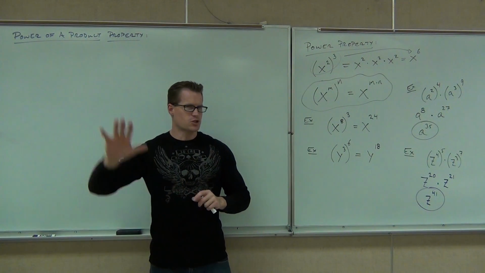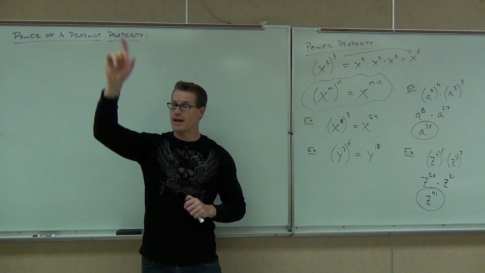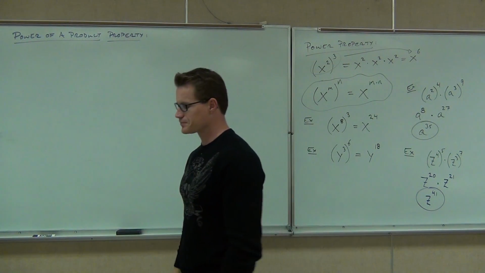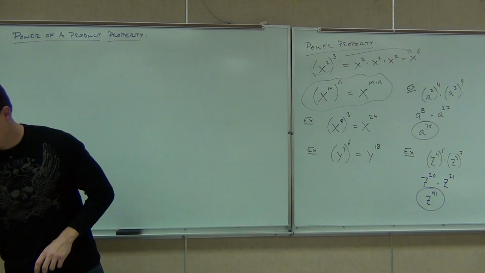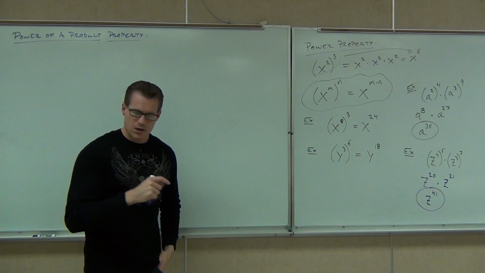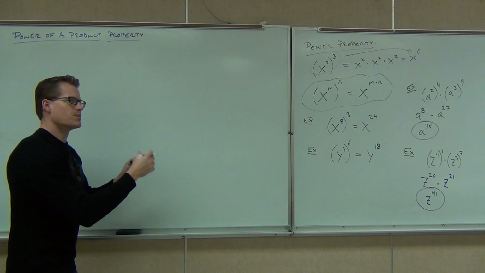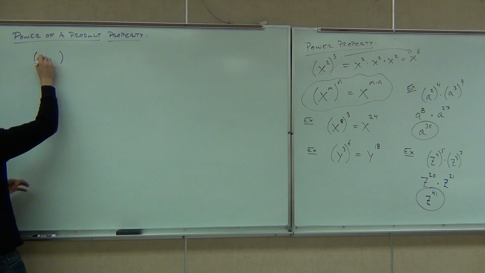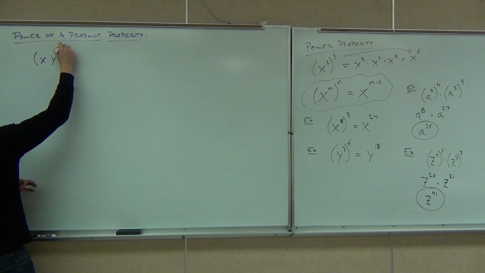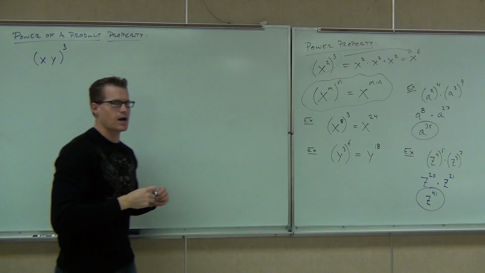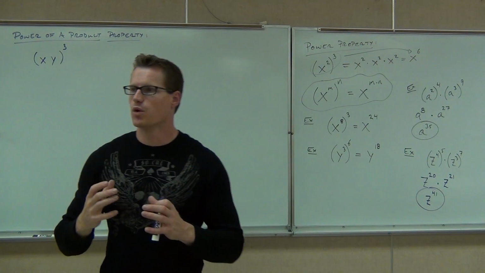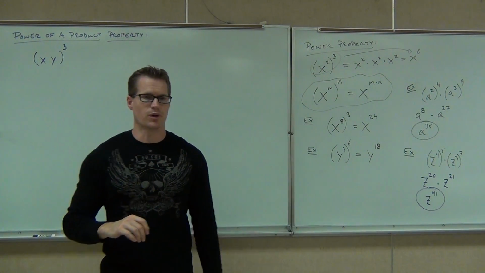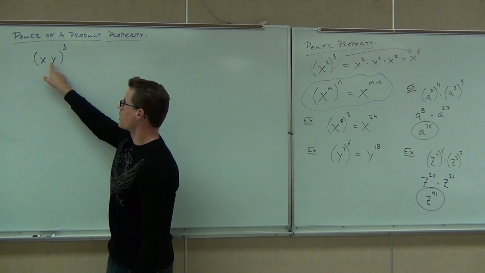Would you raise your hand if you're okay on the first two properties? Good deal, all right. Hey, there's one more. There's only one more. It's kind of a combination of these things. We're going to talk about the power of a product. What this says is, suppose you have something that's being multiplied, a product, inside of parentheses that's being raised to an exponent. That's a power of a product.